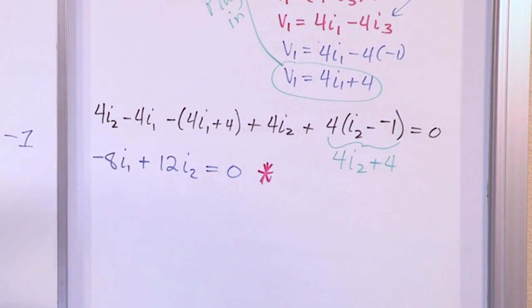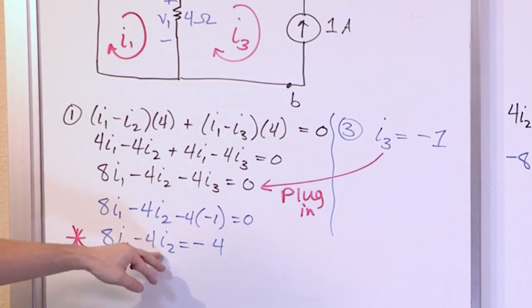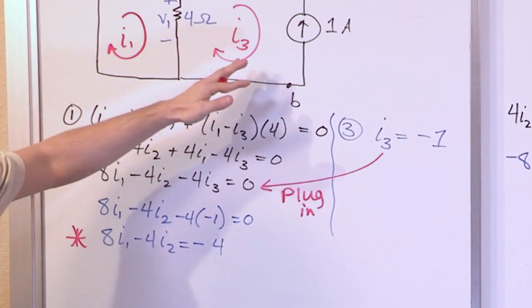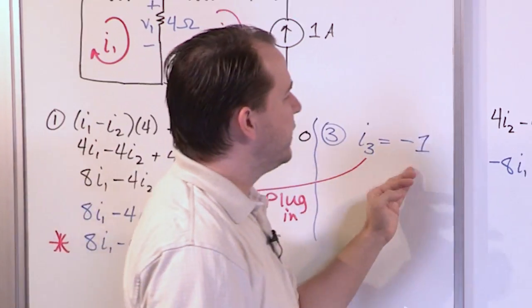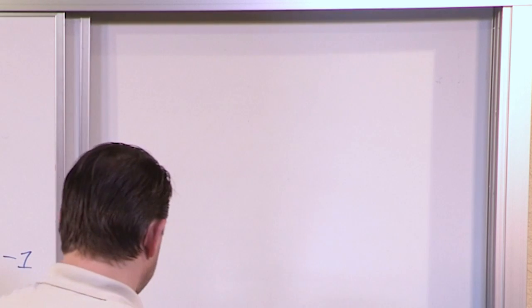Now notice what we have. We have an equation in I1 and I2 here, and we have an equation in I1 and I2 here. And that's all we need because we already know what I3 is equal to. It's equal to negative 1. So let's go ahead and finish this problem up over here.